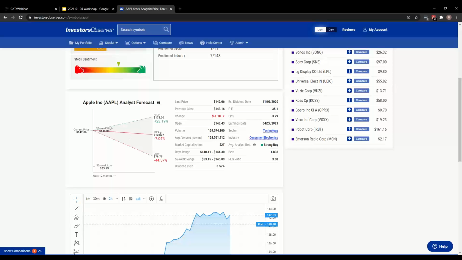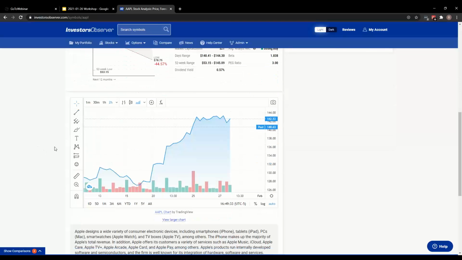And so it's a little bit weird to see the mean target price below the current price, and for the stock to have a strong buy. But that can happen, especially right before earnings, if the stock has moved a whole lot in a short period of time. It's not super surprising to see that. It does happen sometimes.